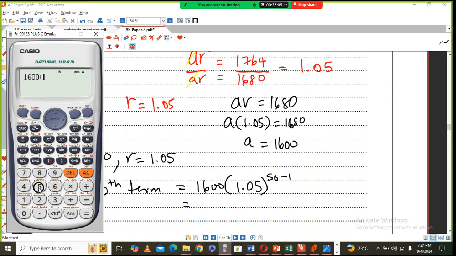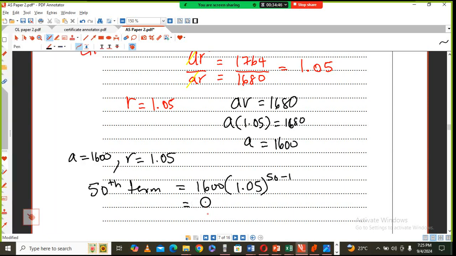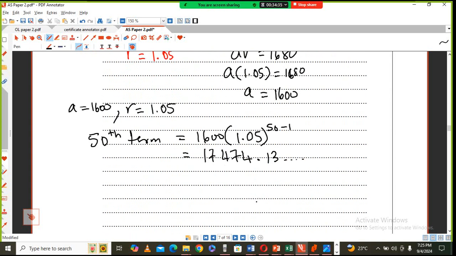This is grade level work, guys. Is it what I have on screen there? Yes, sir. It's 17,474 point... So what is this? 133,011. Give this answer to 3 significant figures.